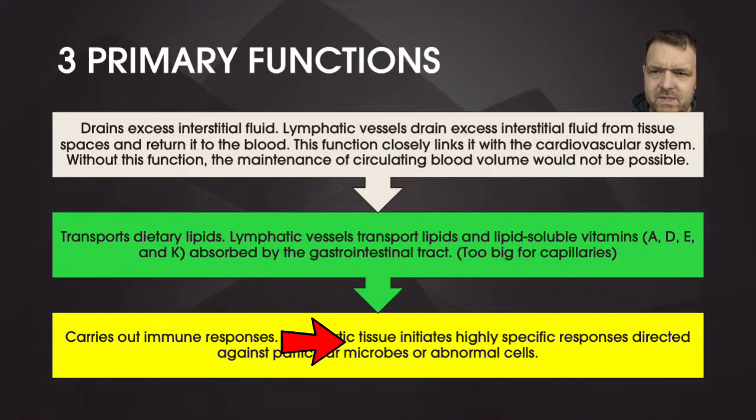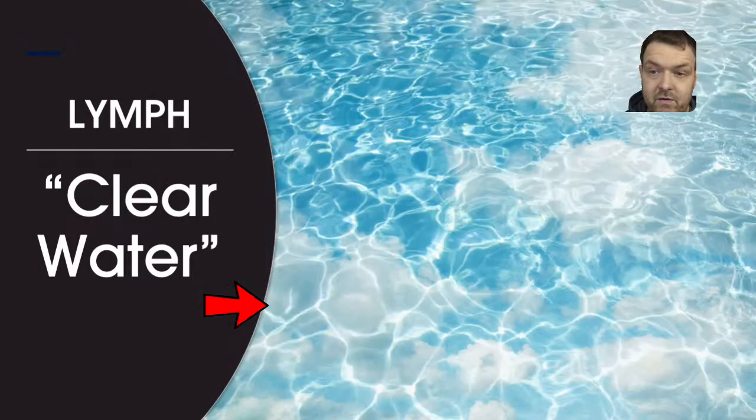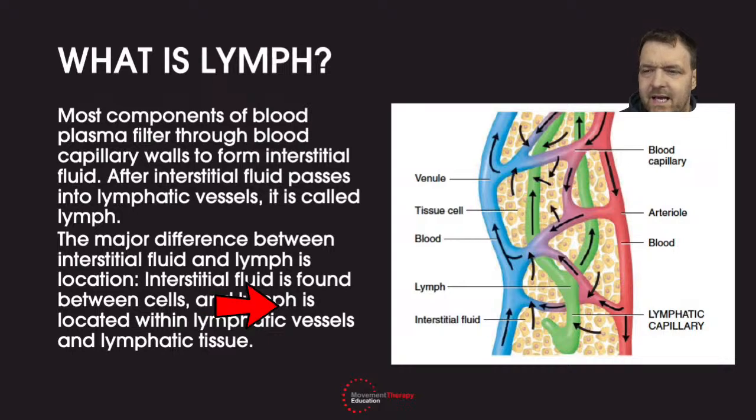It carries out immune responses, so lymphatic tissue initiates highly specific responses directed against particular microbes or abnormal cells. And again we talked about that last time, but we didn't really go into detail, so we're going to start to explore that a little bit more today as well. So that's the plan.